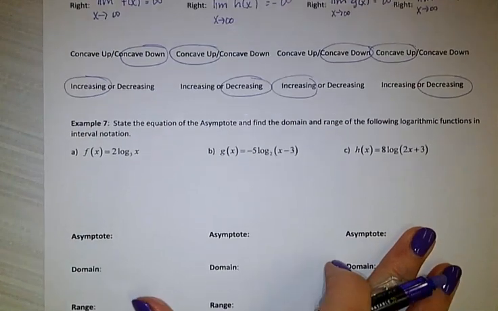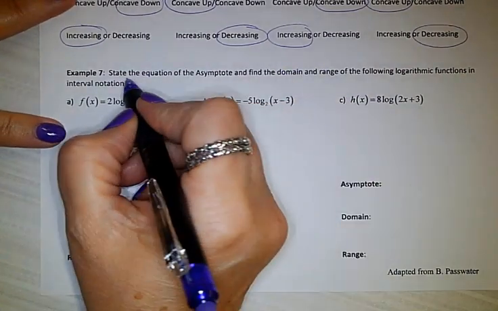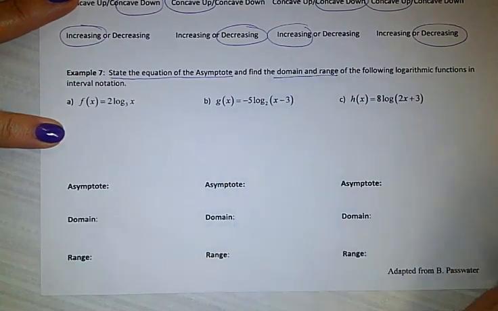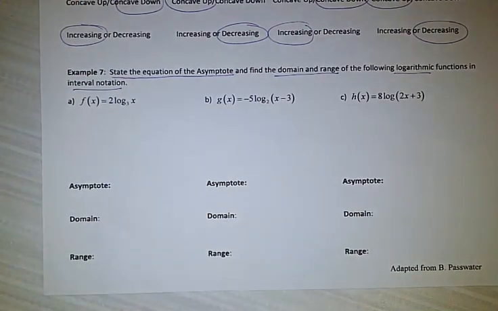All right, our last problems here we're looking at in example 7, it says state the equation of the asymptote and then find the domain and range of the log function and use interval notation to state your domain and range. So again, give yourself a little bit of a picture. We know that the vertical asymptote on a log function is always on the vertical axis unless it's been transformed.